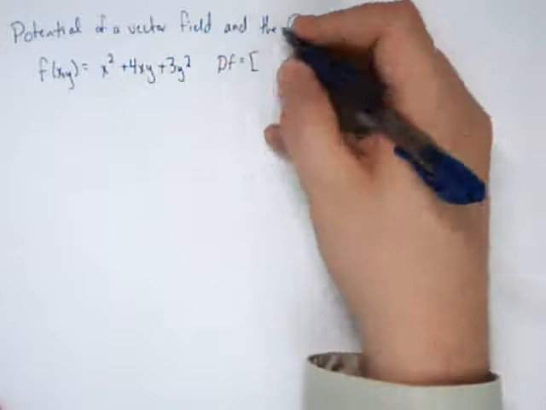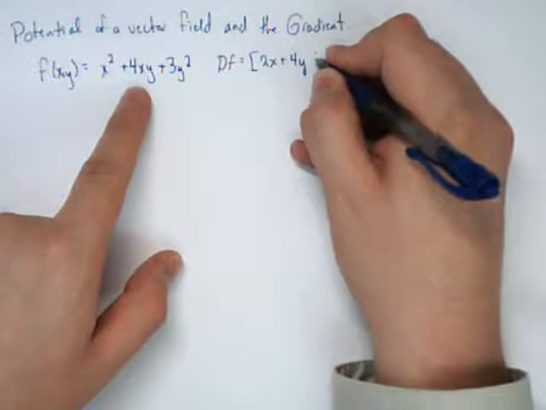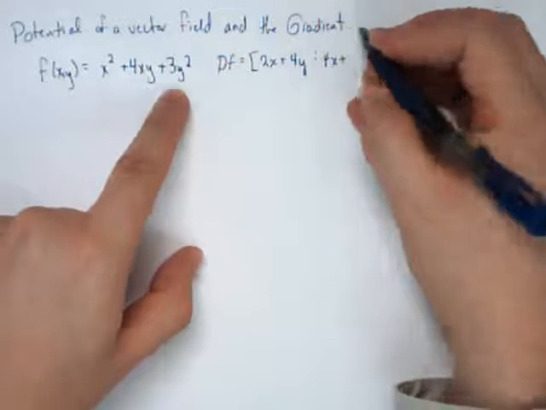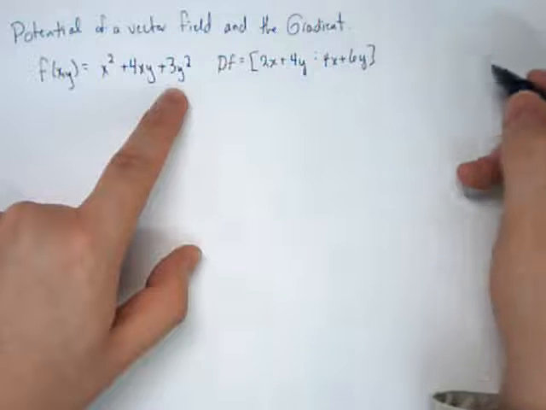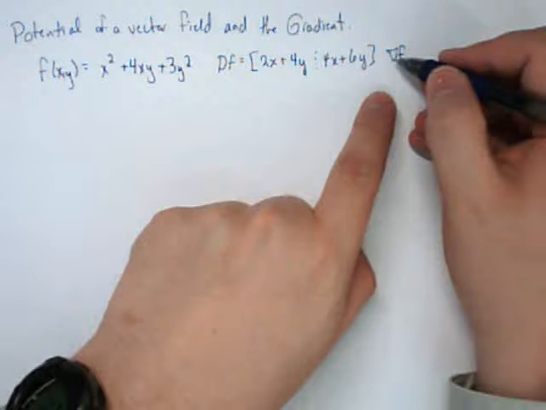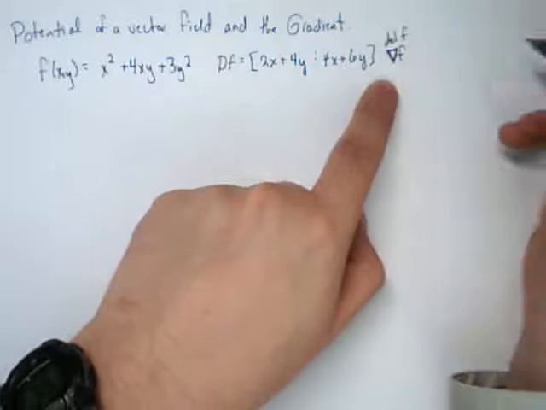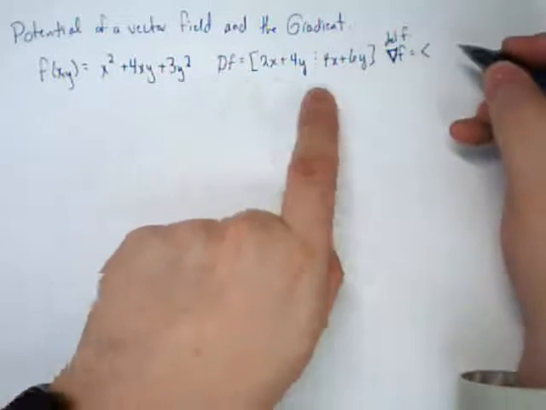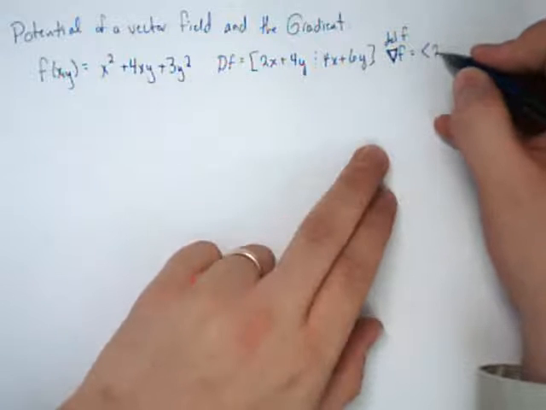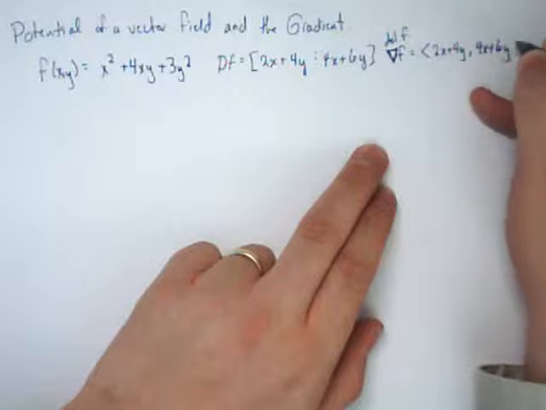The derivative is a matrix. We take the derivative with respect to x, which is 2x plus 4y. And now we take the derivative with respect to y, which is 4x plus 6y. That is called the derivative, or the total derivative. Well, the gradient of a function, written with an upside-down triangle, or del f, is the exact same thing as the derivative, except rather than writing it as a matrix, we're going to write it as a vector. 2x plus 4y, comma 4x plus 6y.